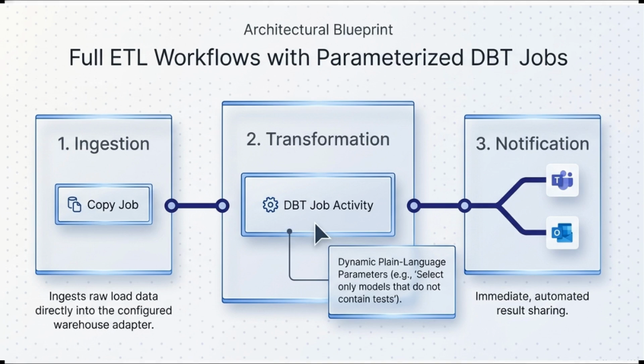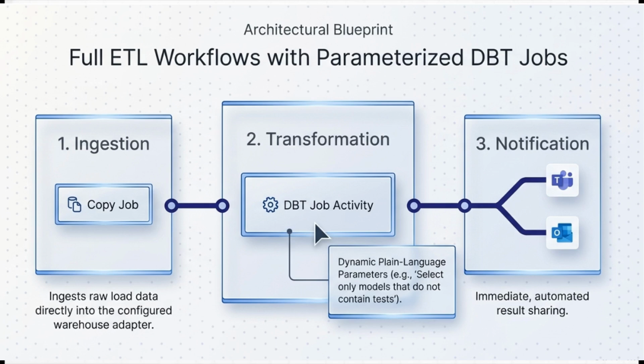Taking that theme of seamless orchestration even further, Penny walked us through a flawless, full ETL workflow managed entirely within Fabric. Her pipeline started with a copy job to pull data into the warehouse, then smoothly transitioned into a DBT job running transformations right there on the warehouse, and wrapped up with Outlook and Teams activities automatically notifying everyone of the final results. But the real magic? That happens inside the DBT job activity itself.